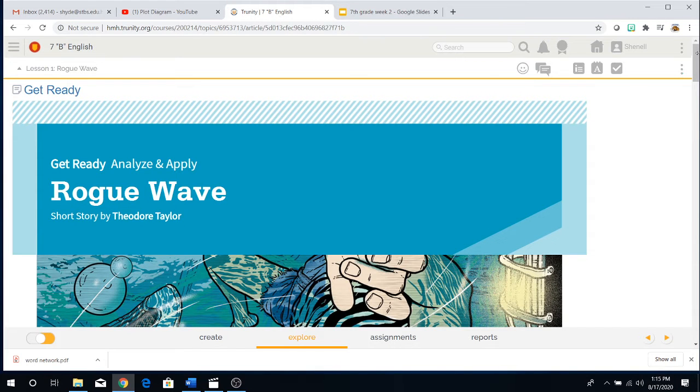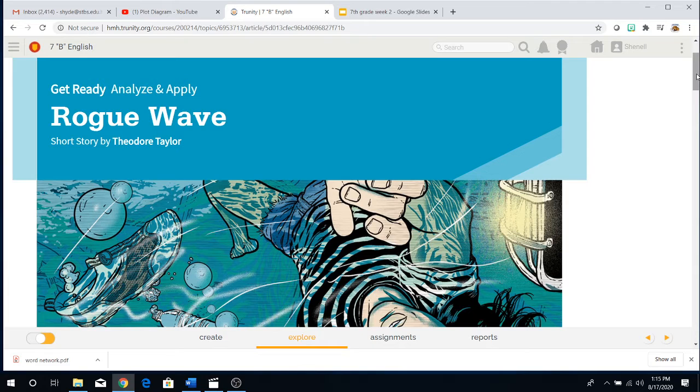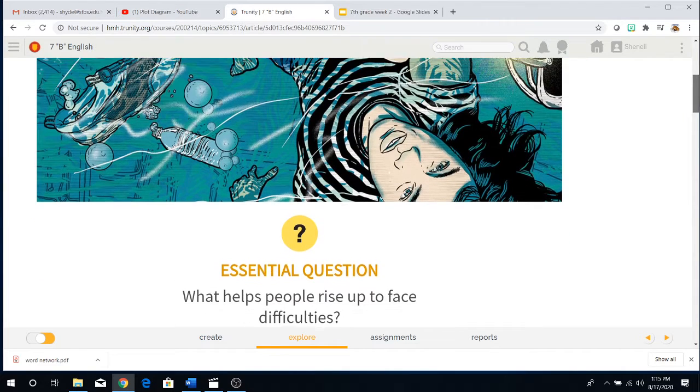So we're going to go to the book for this. This is the story you guys will be reading this week. It says, get ready. You're going to analyze and apply. The name of our short story written by Theodore Taylor is Rogue Wave. Wow, look at that picture. It's really enticing, isn't it?